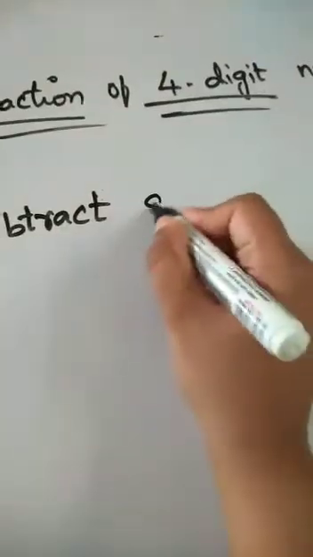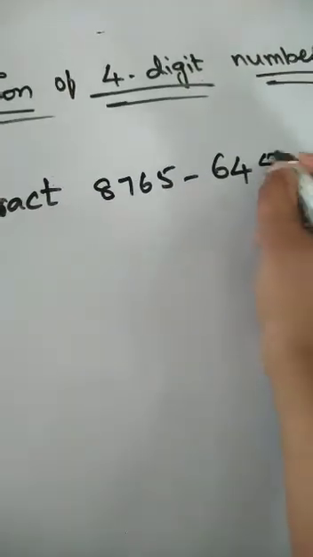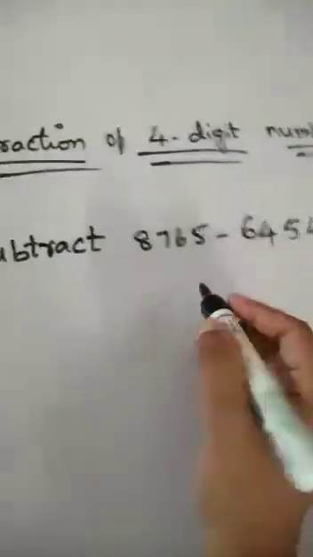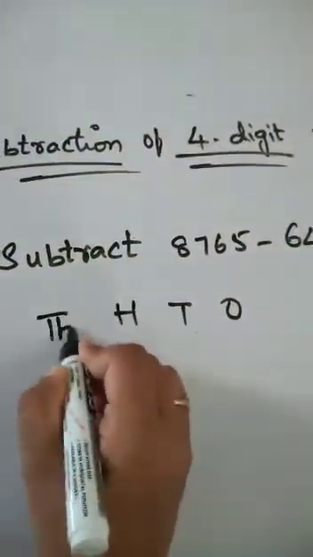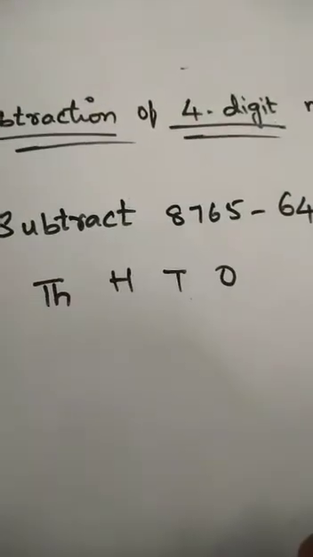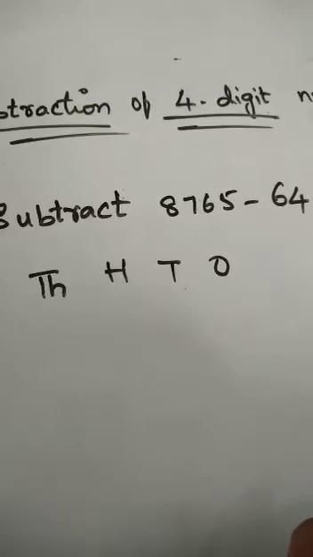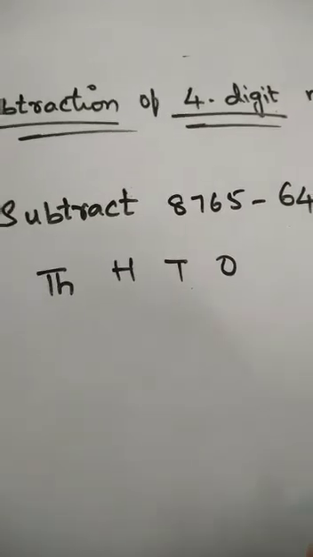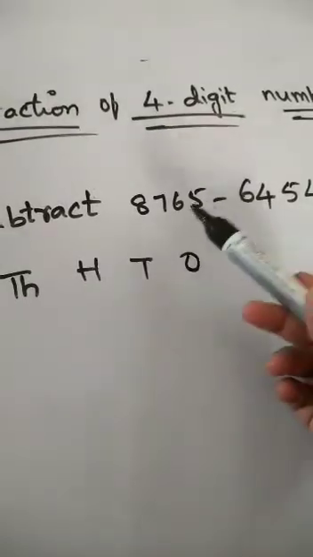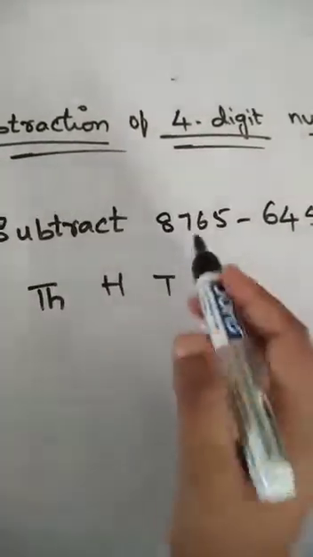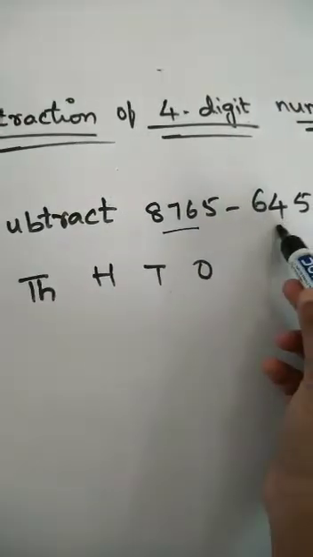Subtract 8765 minus 6454. Ones, tens, hundreds, thousands. In this case we should be careful about which number to write on top and which number to write on the bottom. I need to subtract this number from this. So bigger number on top, smaller number at the bottom.